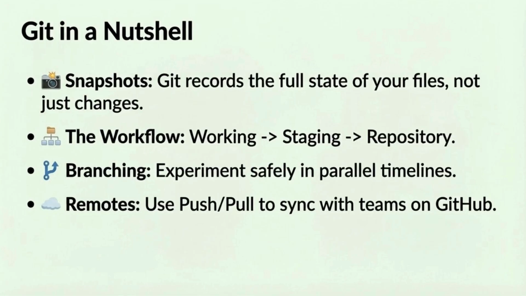So to wrap things up, here's your Git cheat sheet. First, snapshots. Remember, Git saves the full state of your files. That gives you a history that you can trust. The second one is the workflow. Move your work from the working directory to the staging area and then to the repository. The third is branching. Always use branches to experiment safely. The fourth one is remotes. Push and pull to stay in sync with your team.